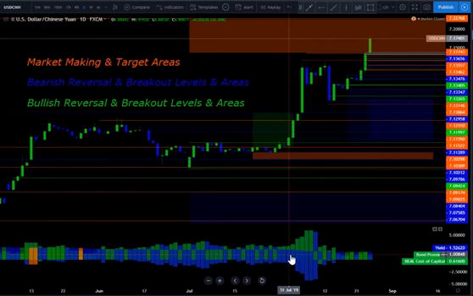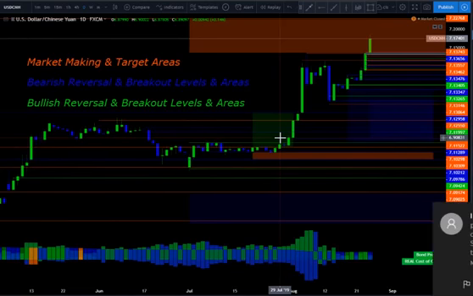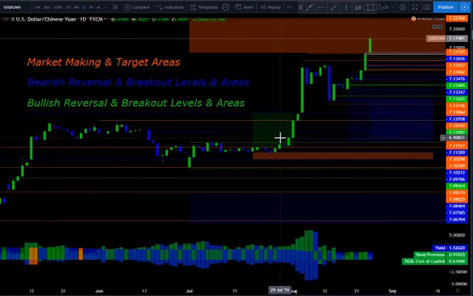When we look at our main chart, we have orange levels and areas, which are market making and target areas. We have bearish target areas for price action, which are bearish reversal and breakout levels and areas identified in blue. We have bullish areas in green, which identify the key bullish reversal and breakout levels and areas. All right. On this US dollar Chinese yuan, I do not have any consolidation areas that I have identified yet. So I didn't put any of those on there yet.